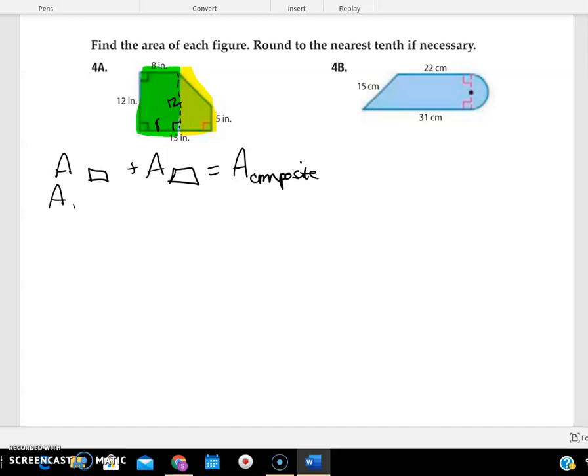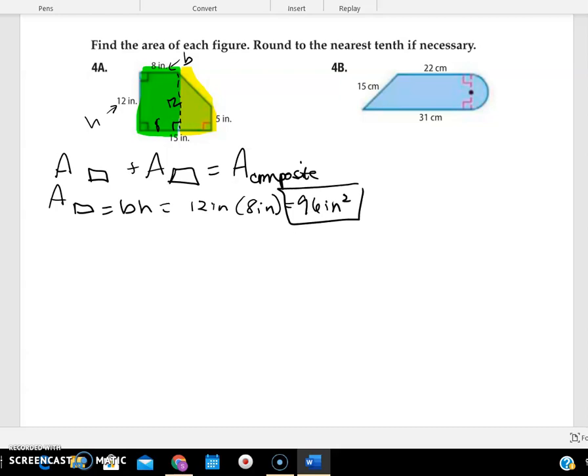Let's start with the area of the rectangle, and rectangle is base times height. So we want to recognize what those are in the figure. I'm going to let maybe the height be 12, and for the rectangle, the base be 8. And we'll substitute those in. So we get 12 inches times 8 inches is 96 inches squared. So that's just the rectangle.